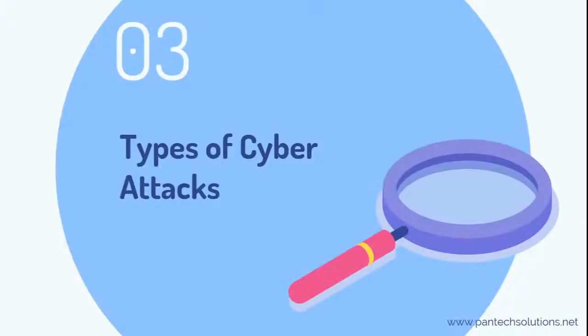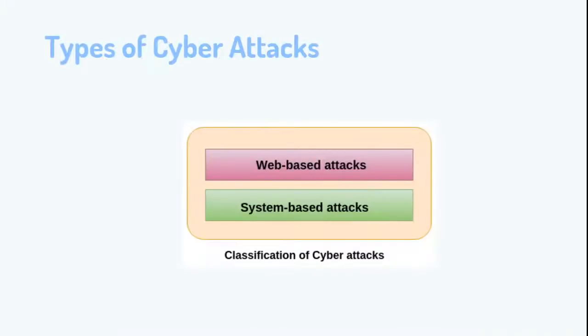So that is availability. Let's move on to the next topic, that is types of cyber attacks. What are the types of cyber attacks available in cybersecurity? Totally we have two types: one is web-based attack, another one is system-based attack.